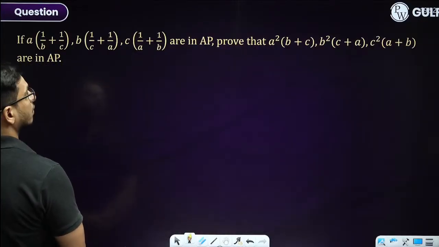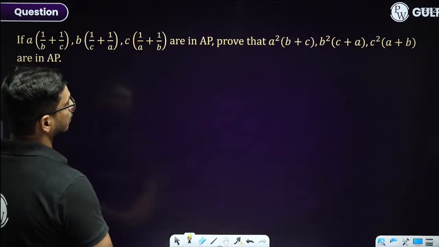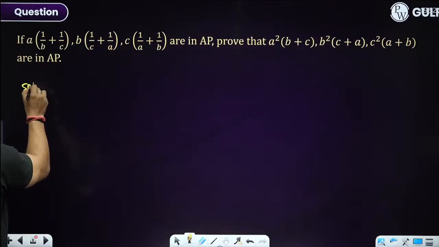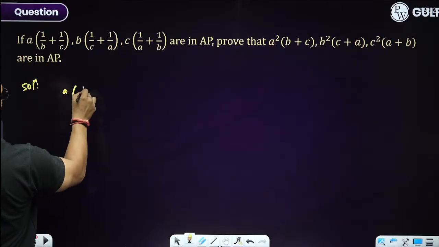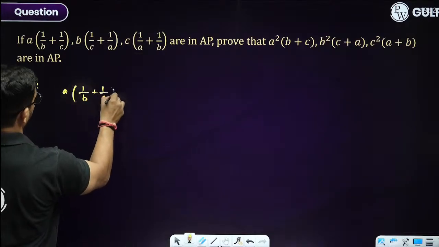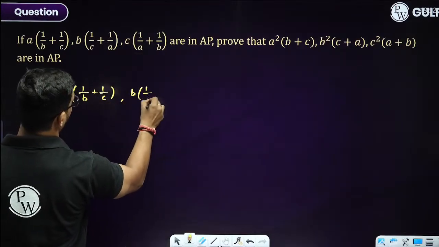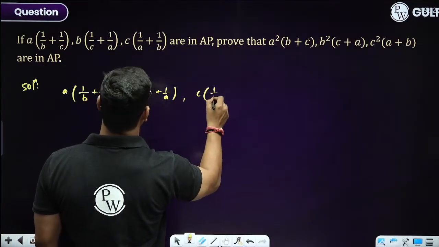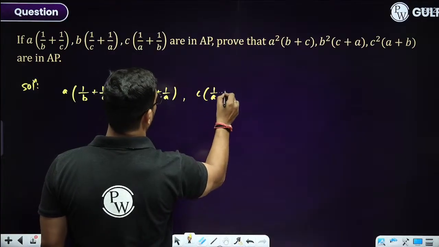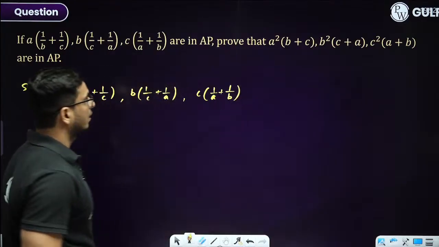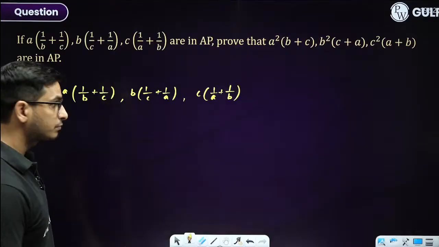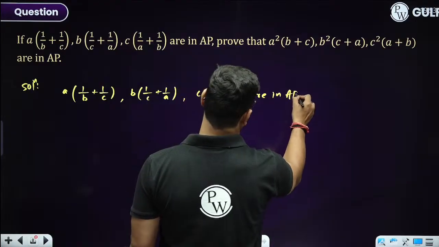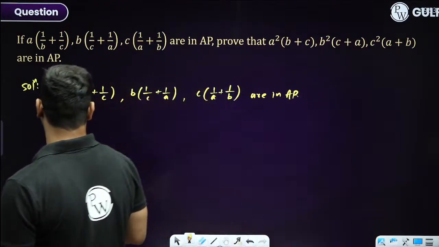Okay. First we wanted B plus C, correct? So let's take this one, right? So we have A (1 by B plus 1 by C), then B (1 by C plus 1 by A), and C (1 by A plus 1 by B), correct? They are in AP. Yes or no?